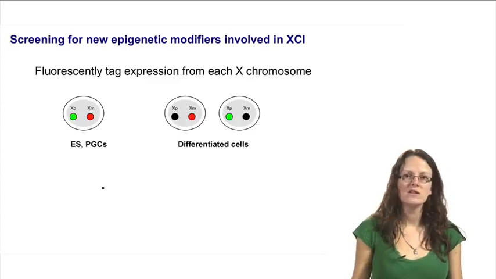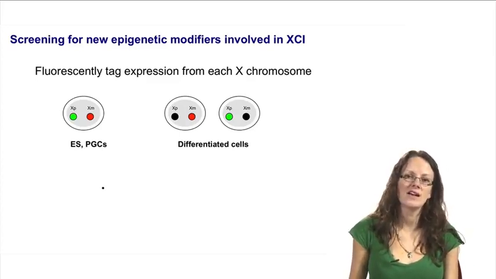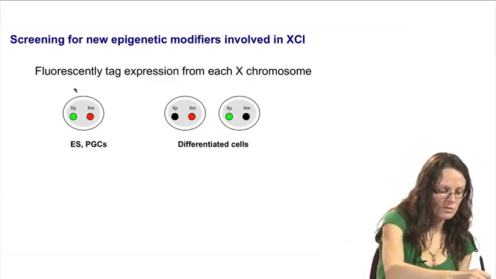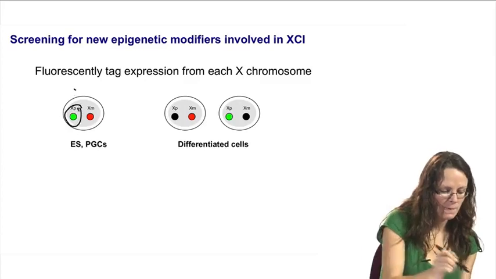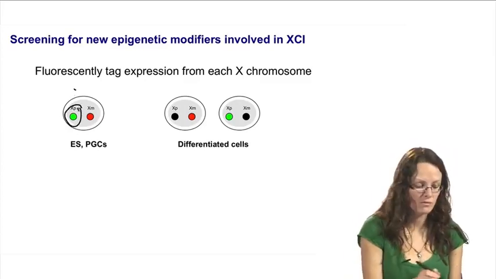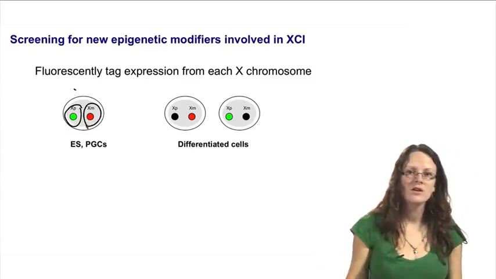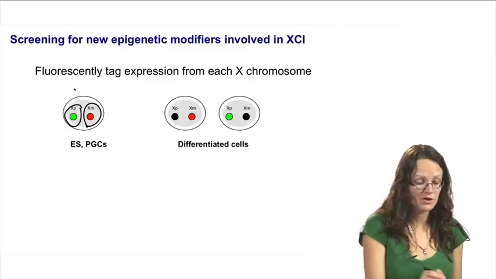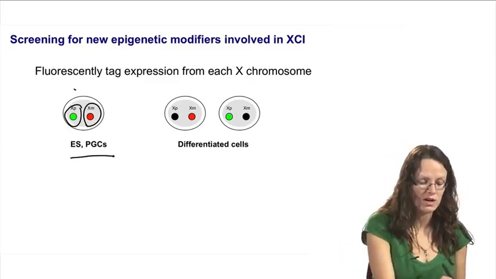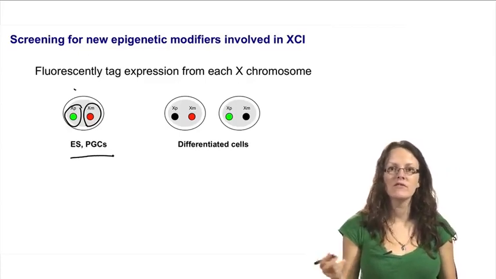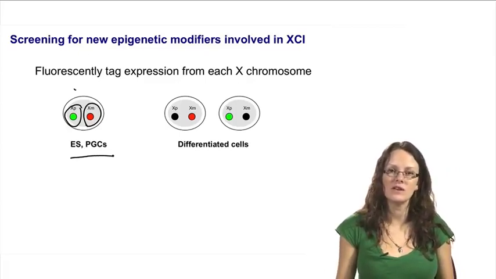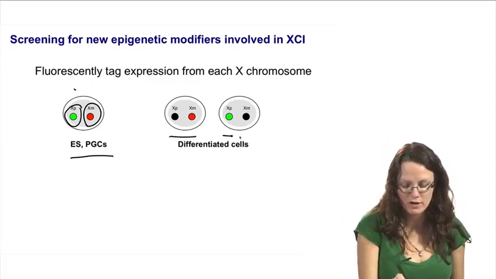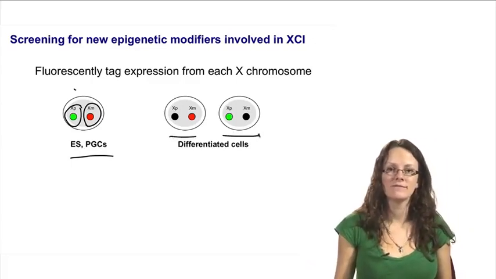What we've done is we've made fluorescent proteins that tag the expression from each X chromosome. So here, the paternal X chromosome, XP, is green, whereas XM, the maternal X chromosome, produces a red fluorescent protein. So in embryonic stem cells or cells of the inner cell mass or primordial germ cells, you'll have two active X chromosomes and the cells will be green and red. However, in differentiated cells, so somatic cells of the female, adult cells, you'll find that the cells are either red or green, and that's because of random X inactivation.